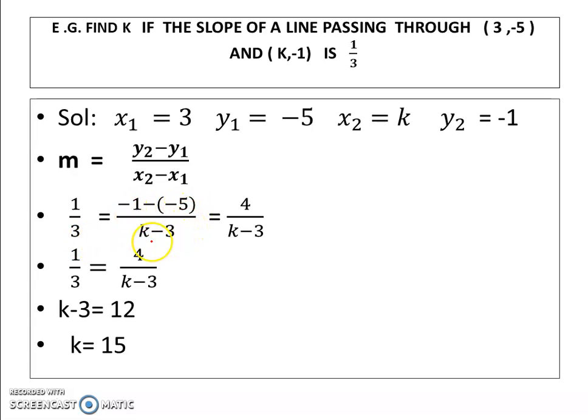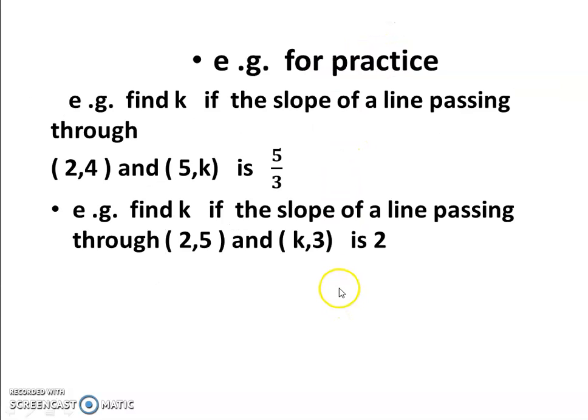-1 minus of -5 upon k minus 3 is equal to 4 upon k minus 3. So 1 upon 3 is equal to 4 upon k minus 3. Cross multiply: k minus 3 is equal to 12. K is equal to 15. So we revise this example again. It is simple. We put the 15 here, and we derive the value of slope as 1 upon 3 again.